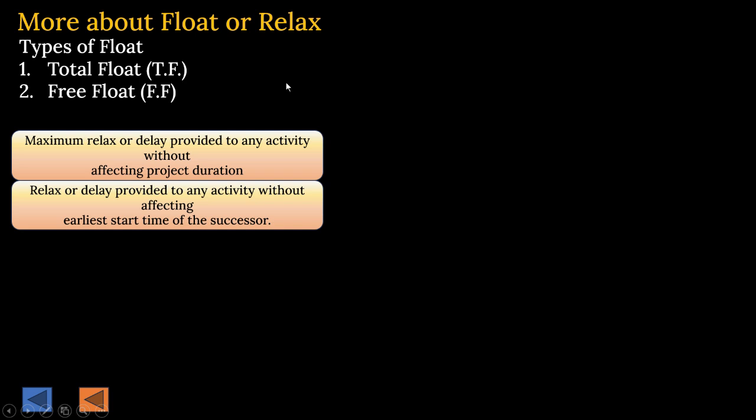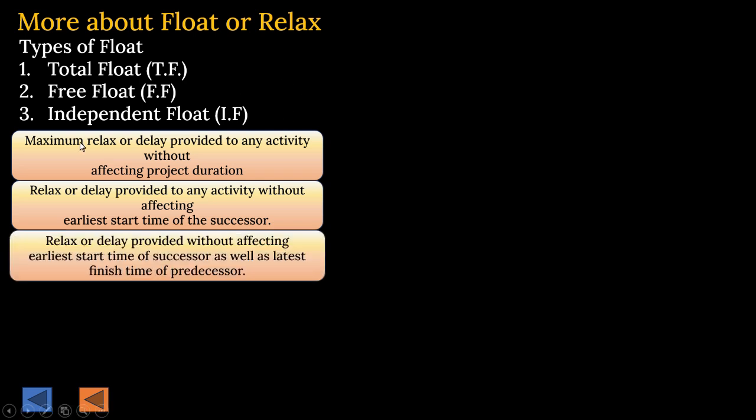Okay, and then the third one is independent float, which is simply denoted by IF. And what is independent float? Relax or delay provided without affecting the earliest start time of the successor as well as the latest finish time of the predecessor. We have to calculate that. Let us see one example.